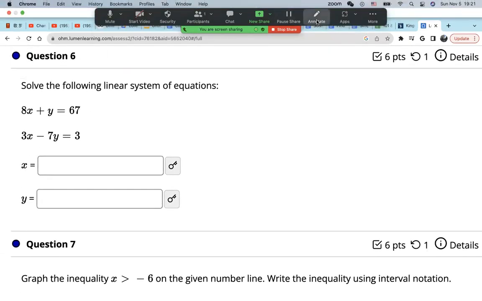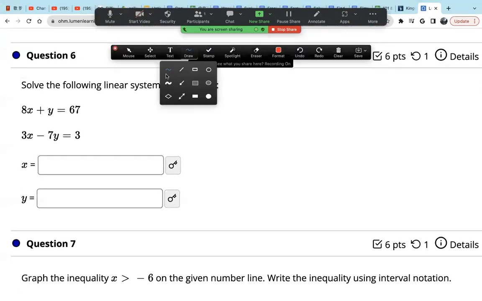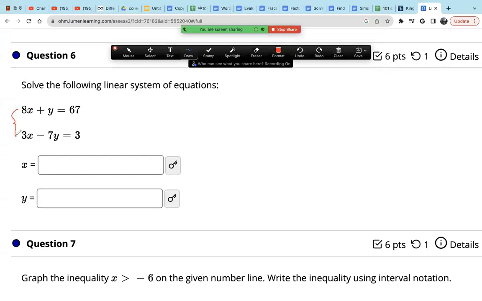Solve systems of equations. So I have this as a system of equations. We could use substitution method or elimination method, doesn't matter. For me, I see y is 1y, so I want to move 8x to the other side. It becomes y equals 67 minus 8x, right?